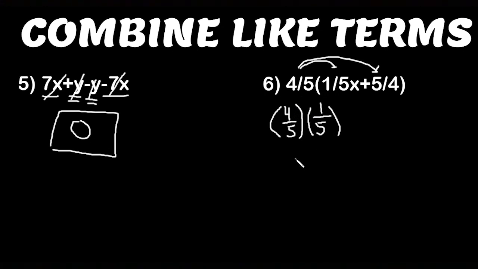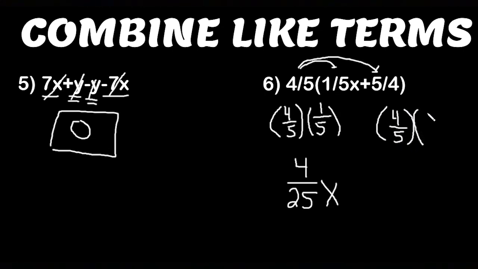You're going to do 4 times 1 and you get 4. And then you're going to do 5 times 5 and you get 25. And again, you do have an x there. The x comes along for the ride. So you put 4 over 25 x. Okay? And now I want to do the next one. So again, let's go ahead and write it out so we can see what's going to happen here. I'm going to have 4 over 5 again, and I'm going to multiply by 5 over 4.